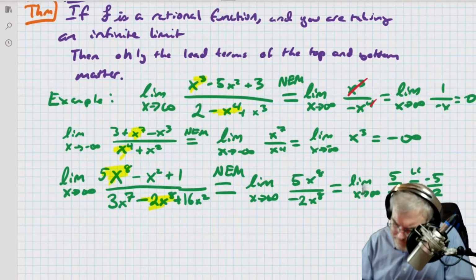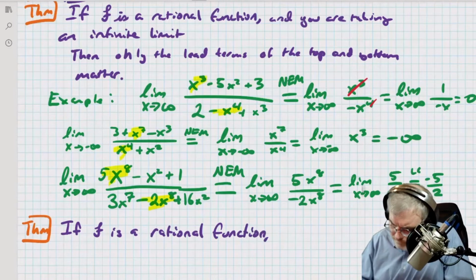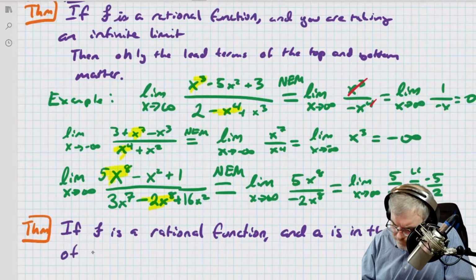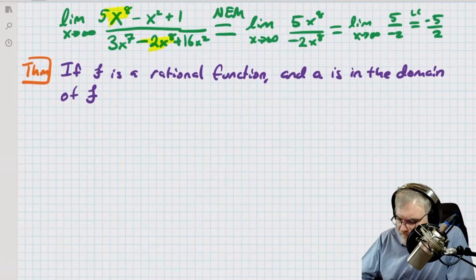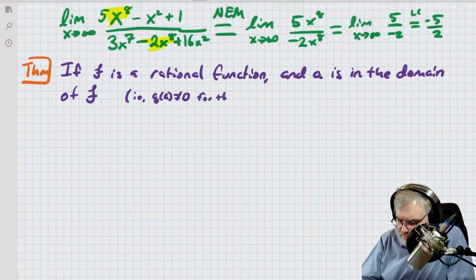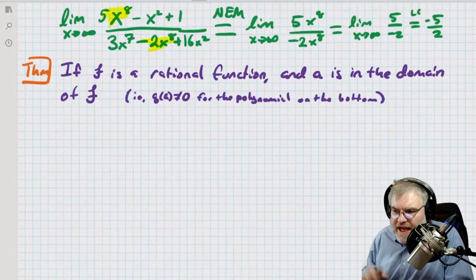Theorem. If f is a rational function and a is in the domain of f, in other words, does everyone feel okay with that statement? If f is a rational function and a is in its domain.